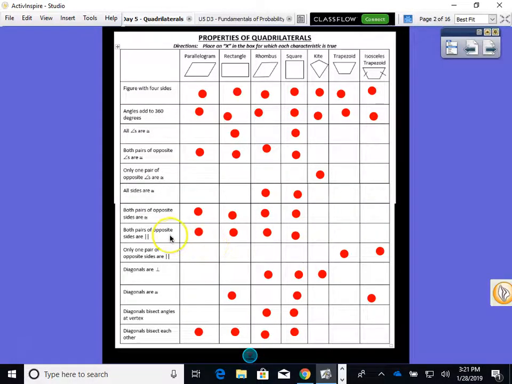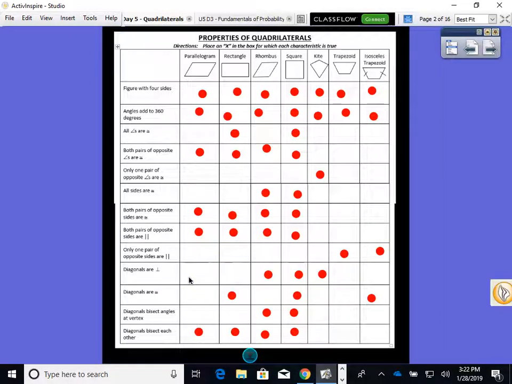For the next category, it's both pairs of opposite sides are parallel. So for a parallelogram, yes, both opposite sides are parallel. A rectangle is another type of parallelogram, and so yes, both opposite sides are parallel to each other. Square is the same way, and rhombus is the same way. Only one pair of opposite sides being parallel, those are your trapezoids. There's only one pair of parallel lines for those figures.